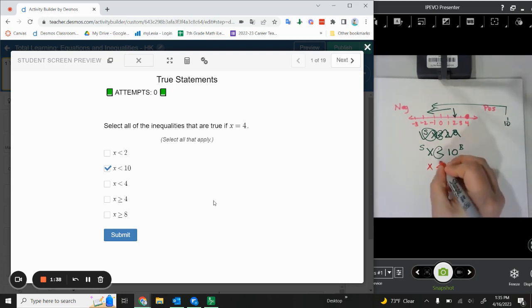The next one says the same inequality, and it has the number 4. But when I look at this, this doesn't have an equal sign to it. 4 is bigger, x is smaller, but x doesn't equal the 4. I know it has to be 4, so that one doesn't work.